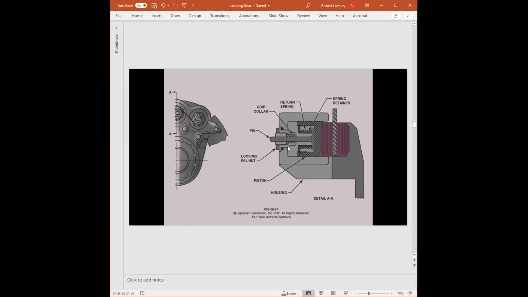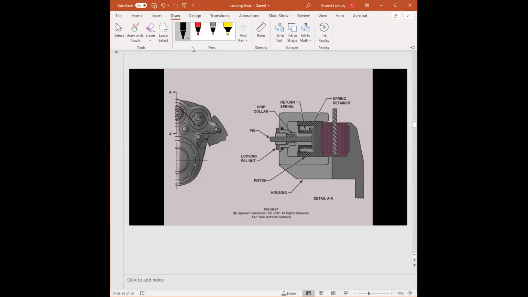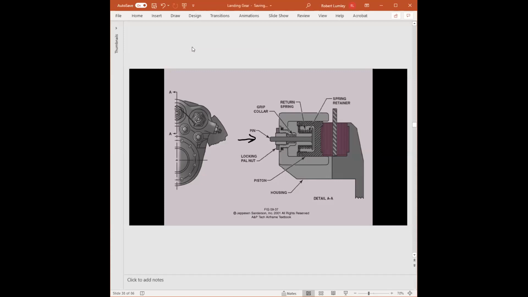But the parts of the automatic adjuster, we have this pin. Now, this pin rides through what's called a grip collar. The grip collar only allows the pin to go to the right. So the pin can only move in. It can't move out. Now, right now, this is showing a condition in which the pilot has applied some pressure to the brake.